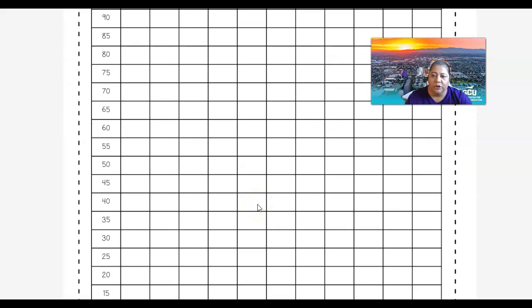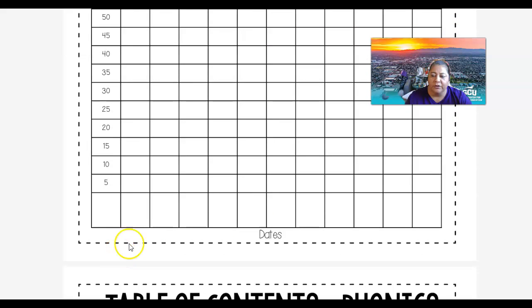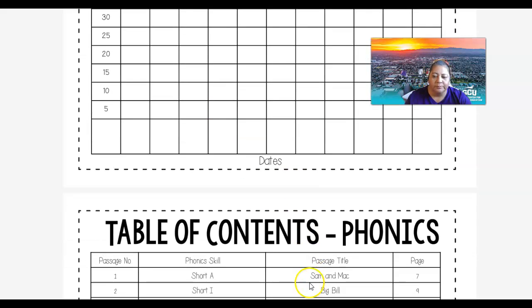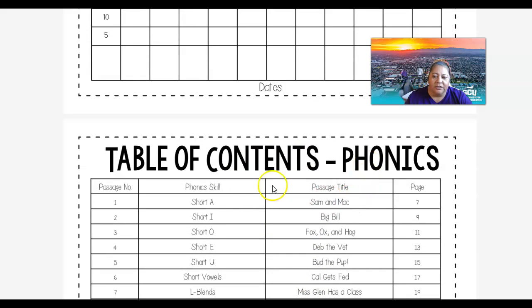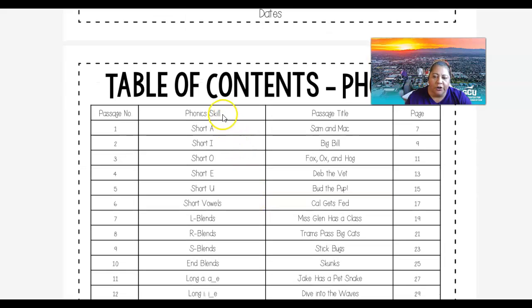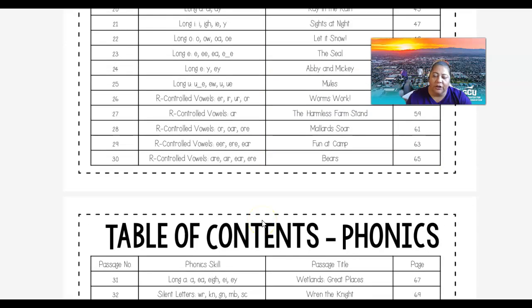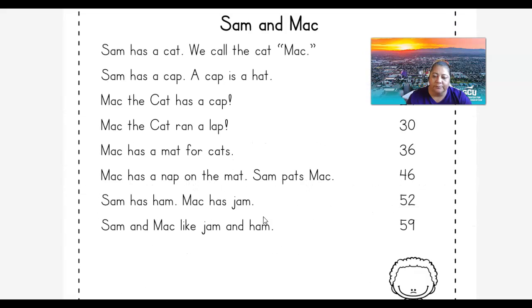You might be able to do it per minute, how many words per minute they're reading. You would put the dates here, and then you can color code where they're at and also set goals with them. The table of contents, as you can see here, lists all the skills, depending on what skill your students are working on, and then the passage titles and the pages.